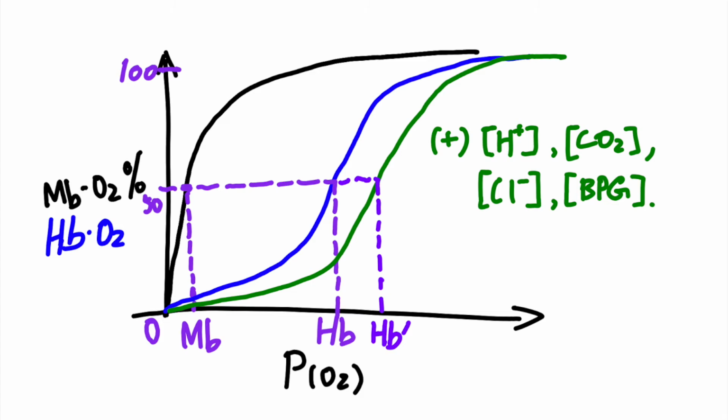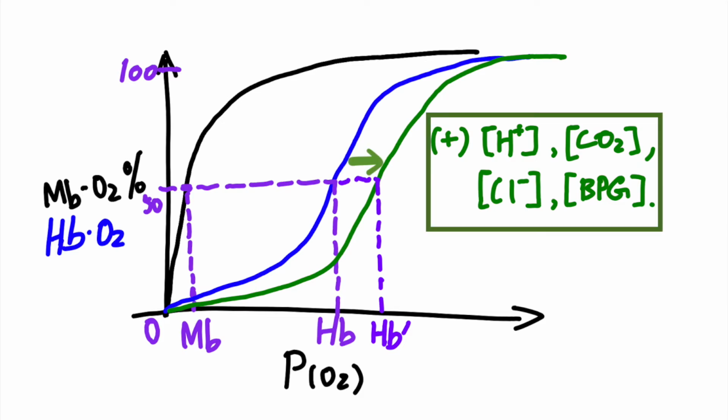This is a result of the communication between subunits in the hemoglobin. More interestingly, once we add acid, carbon dioxide, chloride ion, or BPG to the solution, the hemoglobin's curve will shift to the right. All these properties of hemoglobin depend on the changes in the salt bridges within the molecule.